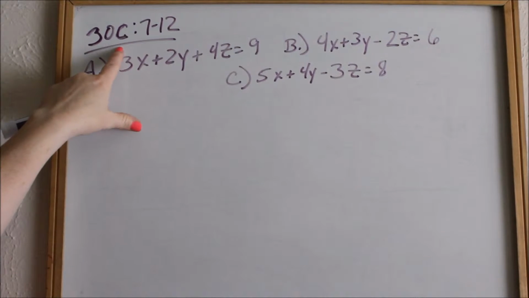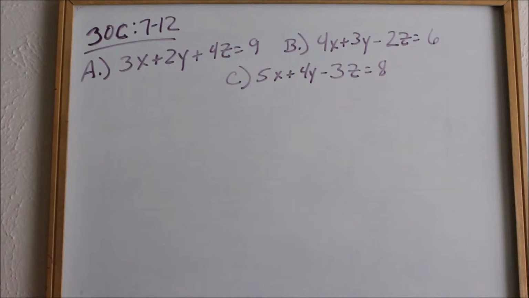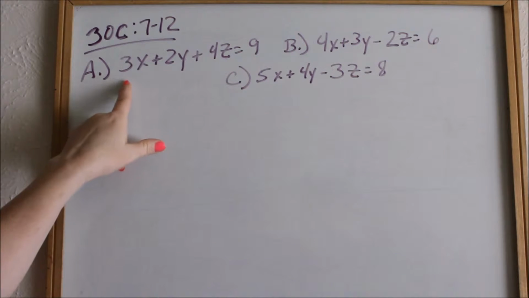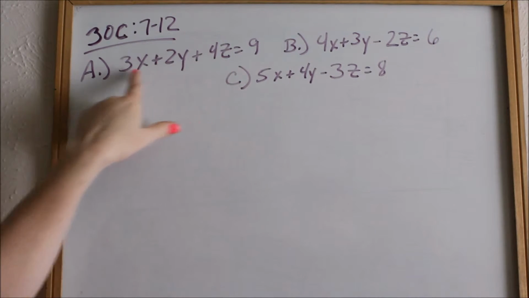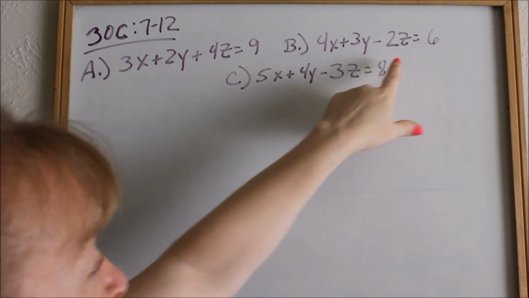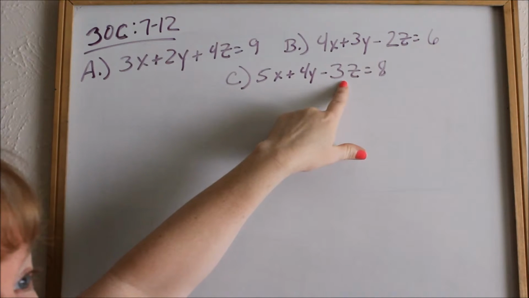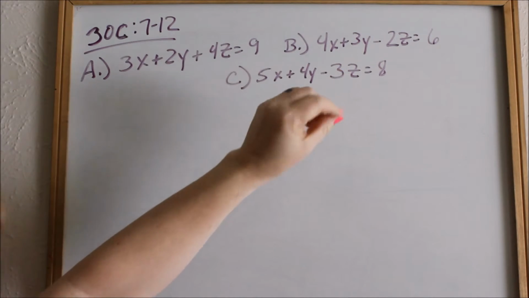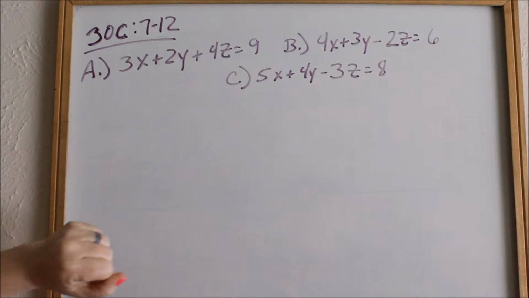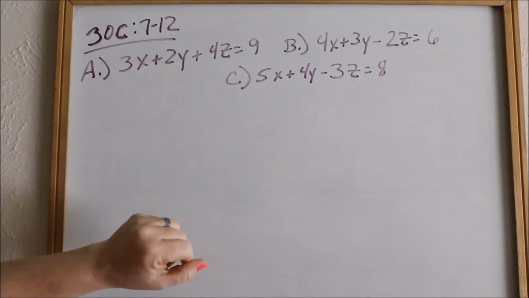Okay, we're doing 30C, 7 through 12, and I have these three equations. Again, my suggestion is to look at the coefficients. Look and see if there are any letters that do not have a coefficient in front. Every equation has a coefficient in front of every variable. So there's no easiest way to do it. Then I start looking at my numbers to see if anything is a multiple of something else.